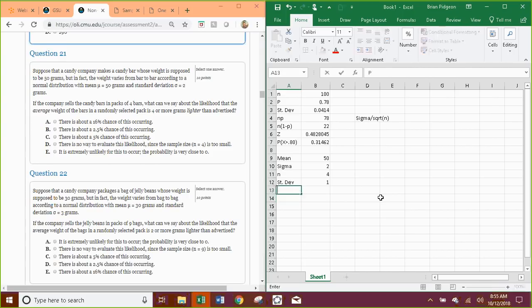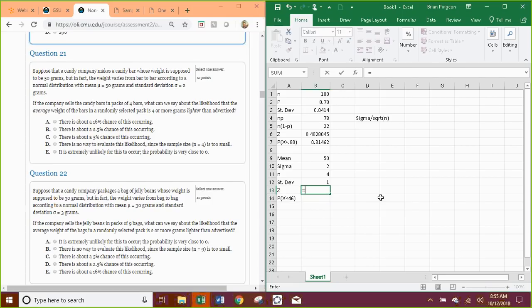So we want, what is the probability or the likelihood that the average weight of the bars is 4 or more grams lighter than advertised. So we want less than 4 or more grams lighter. So that means we want less than 46, because 4 grams lighter than what's advertised is 46. So we want 4 or more grams lighter. Yeah, so less than 46.